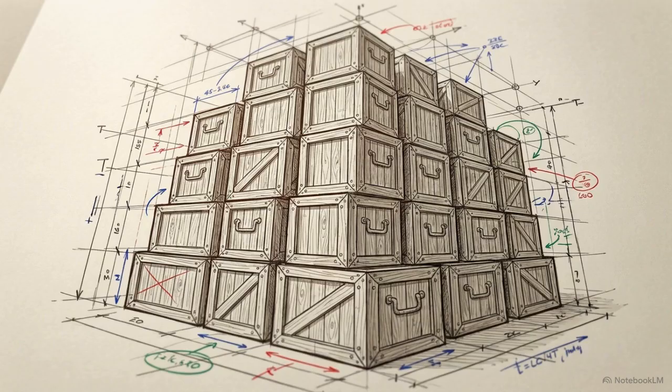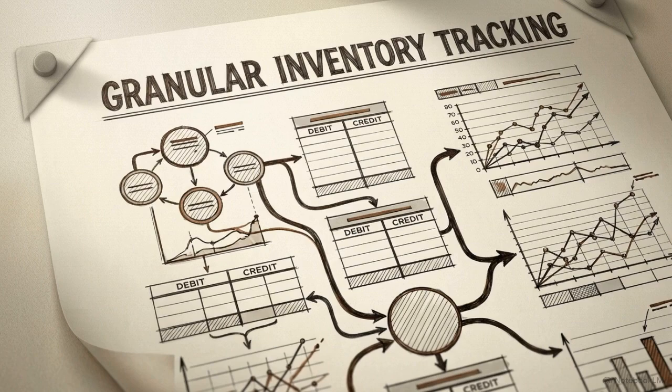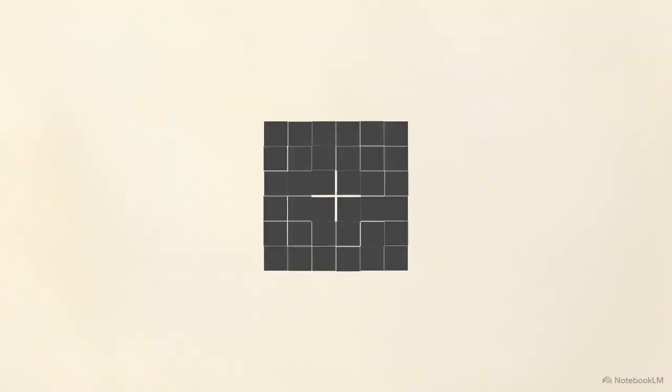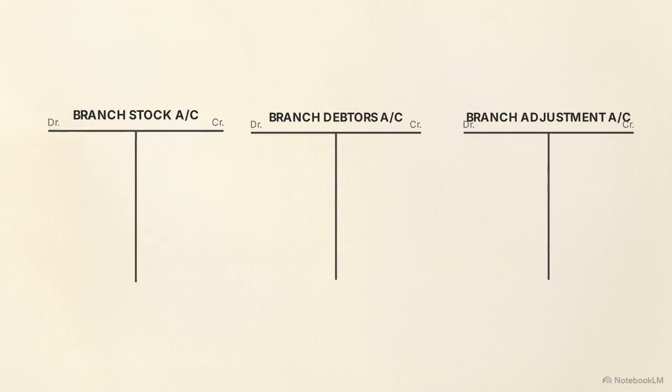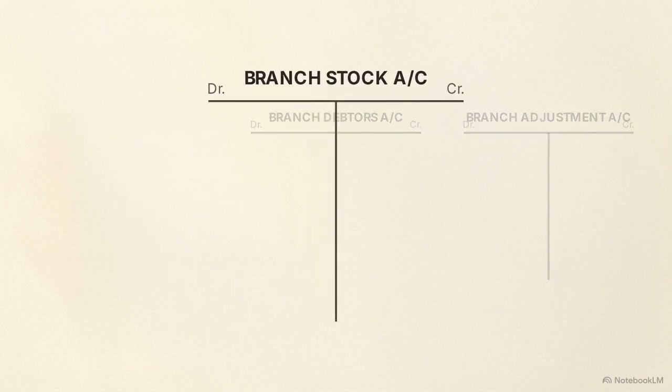To secure its remote assets, the head office requires a higher resolution analytical framework. That structural upgrade is the stock and debtors method, widely known as the analytical approach. Here, that opaque black box is shattered and rebuilt into a web of granular ledgers: the branch stock account, the branch debtors account, and the branch adjustment account.